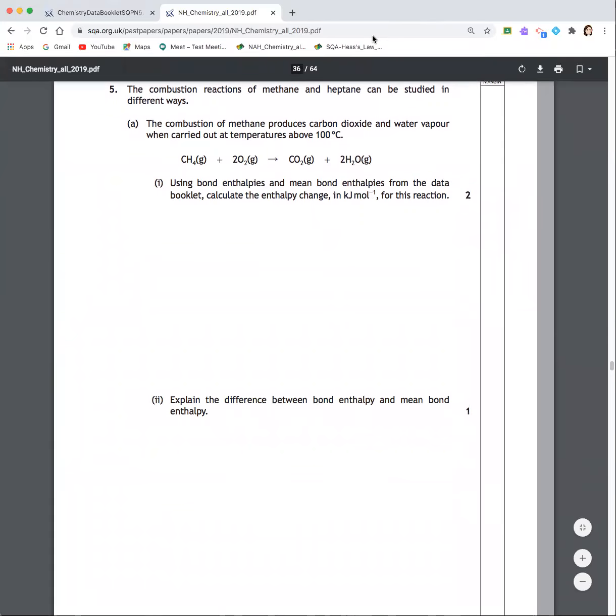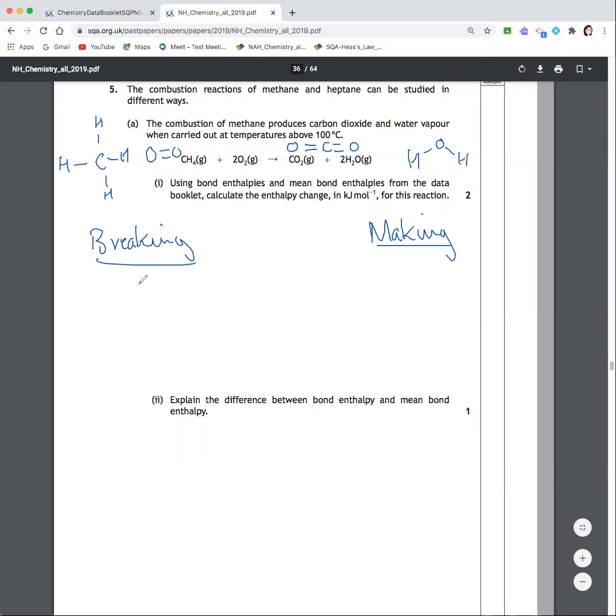So you need to work out the energy required to break the bonds, and then the energy you get from making the bonds. So bond breaking is endothermic. That means you have to put energy in, and you can think of it as like karate chopping the bond. That requires energy. So we are breaking 4 carbon to hydrogen bonds in the methane. And then we are also breaking 2 double oxygen to oxygen bonds, because there's 2 moles of oxygen.